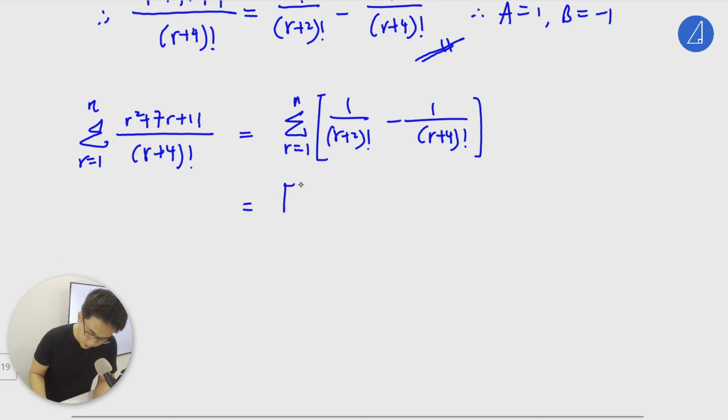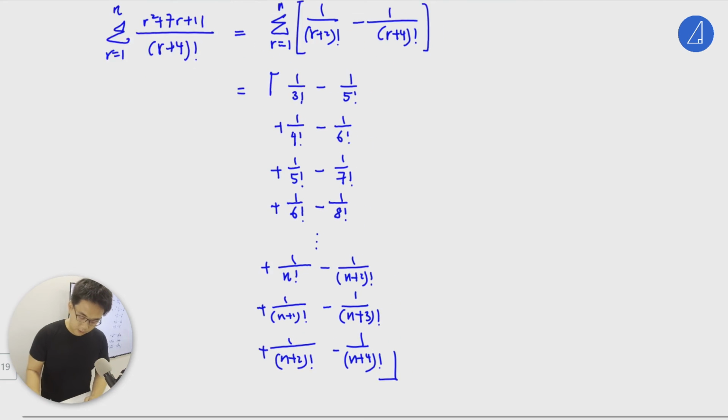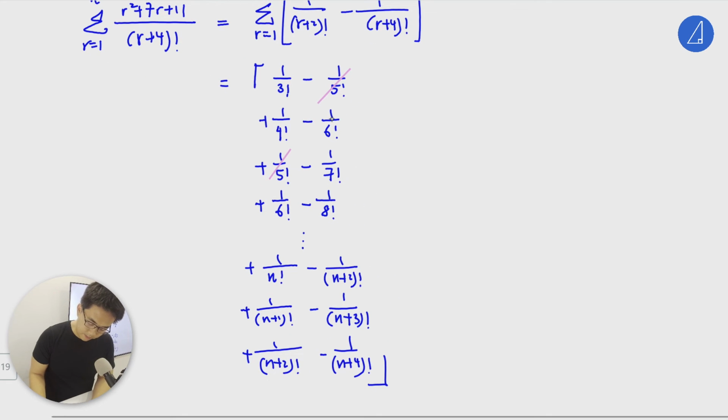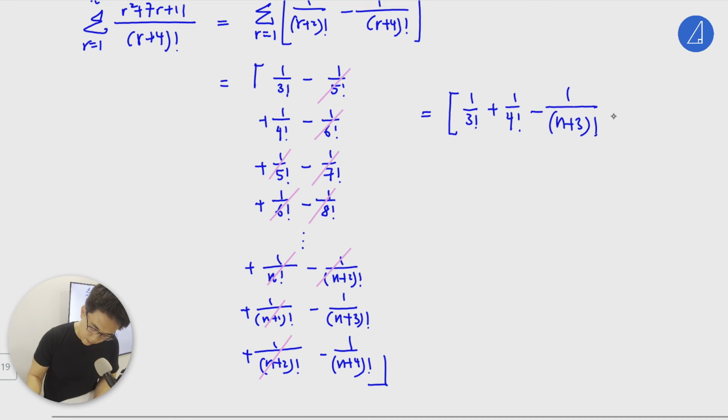Expand this, and when r equals 1, this is 3 factorial. This is 5 factorial. Slowly. So that's it. Once you've done this, you just cancel this and this one. Then the simplification is another thing altogether. So you have 1 over 3 factorial plus 1 over 4 factorial.